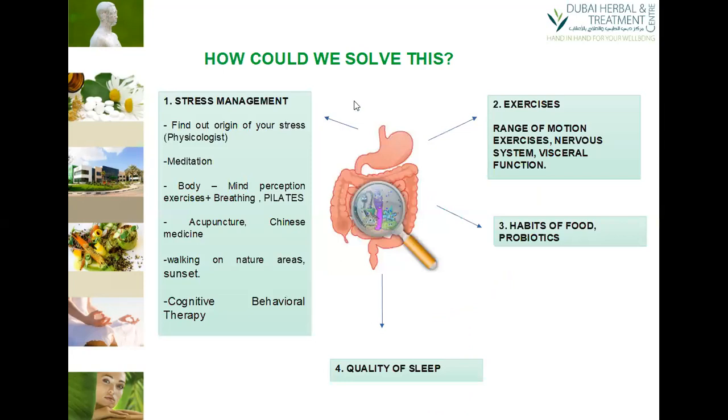How to do that? Stress management. You need to find where the origin of your stress is. If it's your boss, the traffic, WhatsApp, the emails, you need to find that. For that, I recommend you go to a psychologist. Meditation, body-mind perception exercise, acupuncture, Chinese medicine, walking in sunset areas, green areas, cognitive behavioral therapy also, exercise, range of motion, because if our range of motion is limited, then our visceral function can also be limited, and this affects our gut as well. Habit of food, probiotics, quality of sleep.